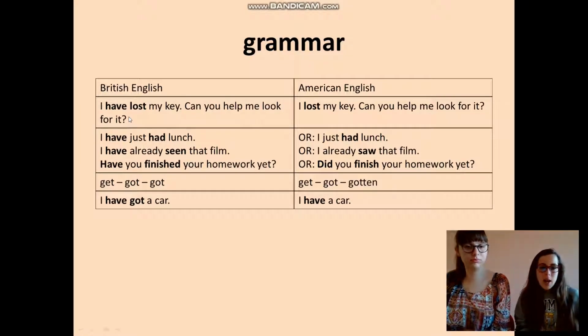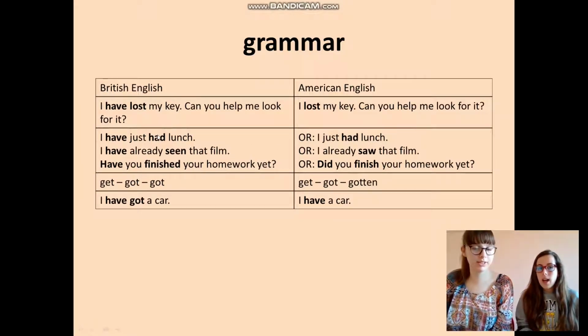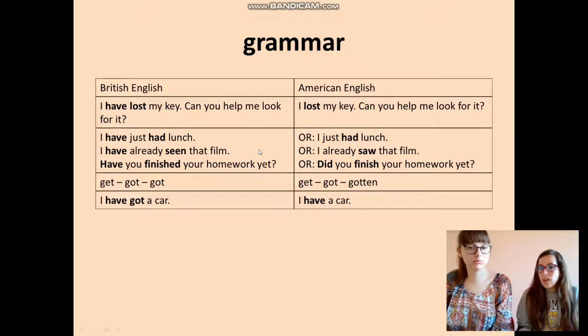Yes, it happens the same with the words already, just, and yet. In British English, these words are used with the present perfect, but in American English, they can be used with the simple past. It's the same. I have just had lunch, or I just had lunch. But for example, I use I just had lunch. So I don't know about yours.